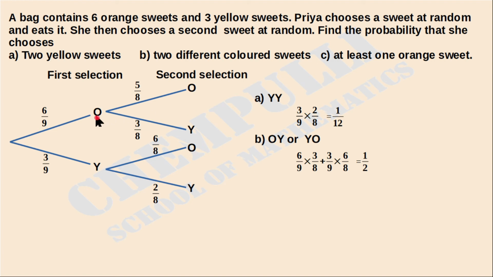One orange seed branch means this branch. This branch is one orange seed. This branch also has one orange seed: O Y. Then the other branch is YO. In this case also, how many orange seeds? One orange seed. We can take that, because at least one orange seed means minimum one orange seed. So the one orange seed case we have to include, and the 2 orange seeds case also we have to include here.